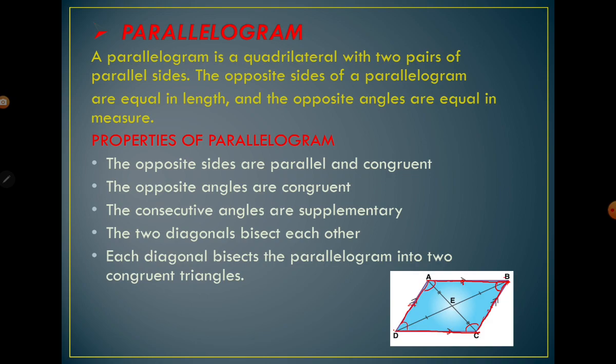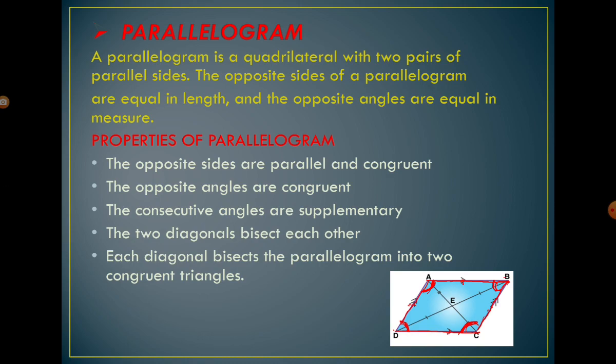Number 2, the opposite angles are congruent, meaning angle B should be equal to angle D, and angle A should be equal to angle C. Then, the consecutive angles are supplementary, meaning angle A plus angle D is equal to 180 degrees. The sum of these adjacent angles, angle A plus angle D, should be 180, angle D plus angle C should be 180, angle C plus angle B or angle B plus angle A, any pair. So consecutive angles are supplementary.